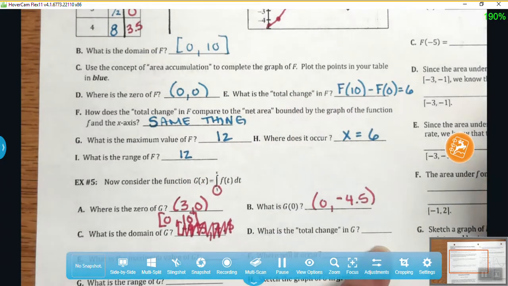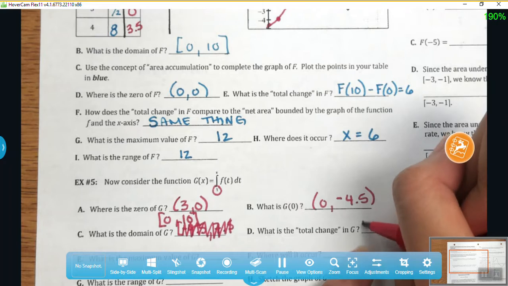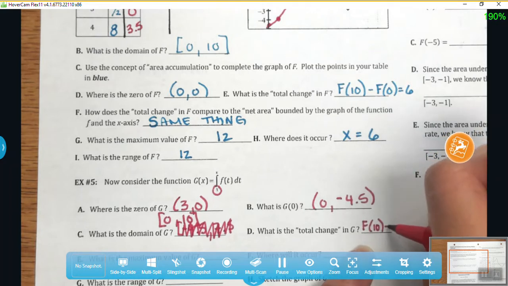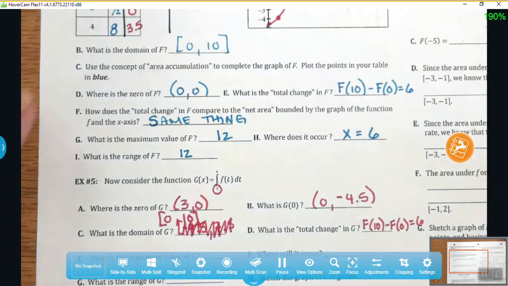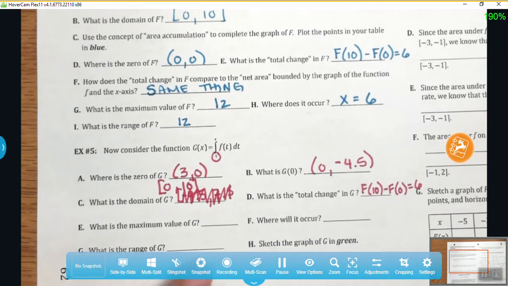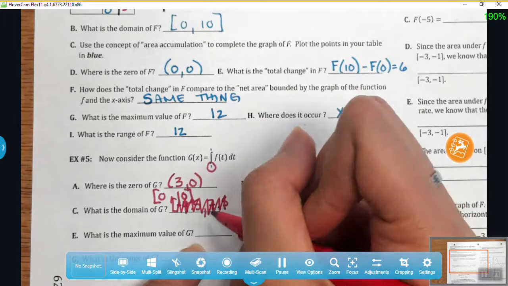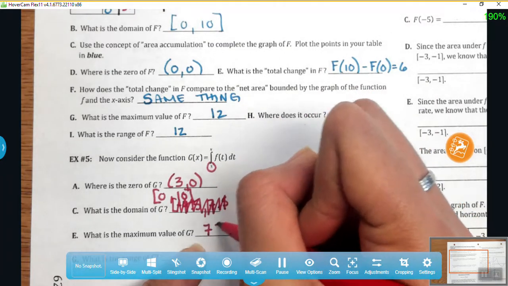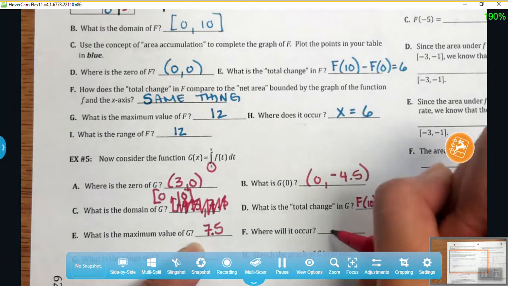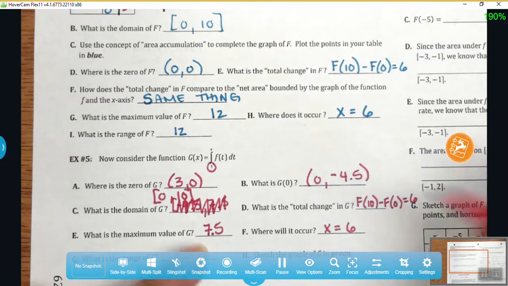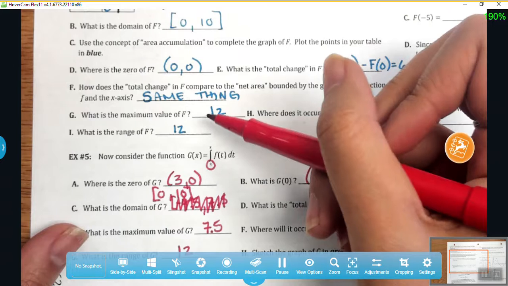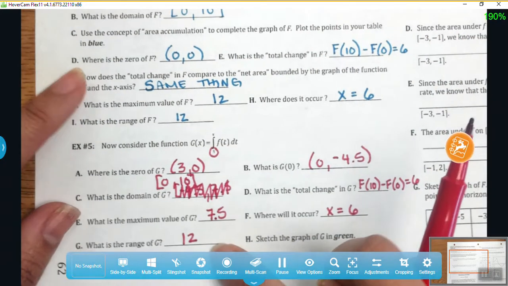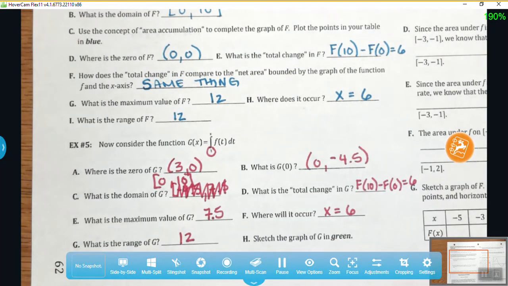I'm like ahead of myself. Total change is still f of 10 minus f of 0, which is still 6, right? The maximum value of g for this one is 7.5. It still occurs at x equals 6. And then the range is still 12. That's why I wrote it as 12 here, so that I could say 12 here. Okay, and then it's to sketch the graph in green, but I did it in red.